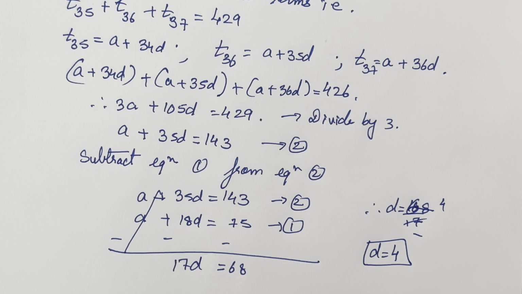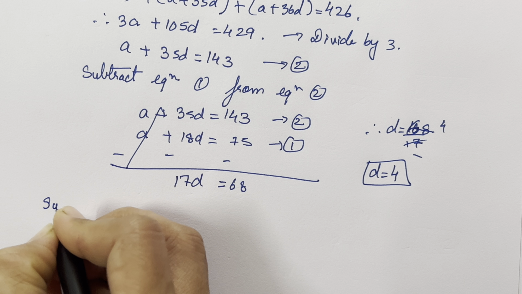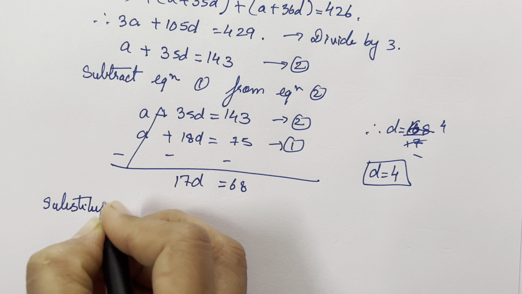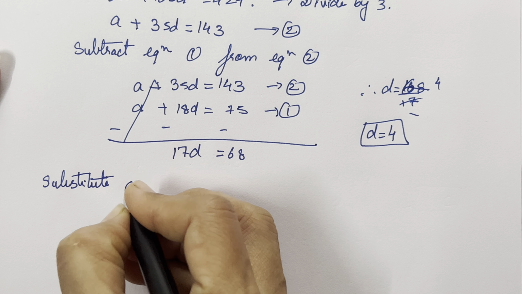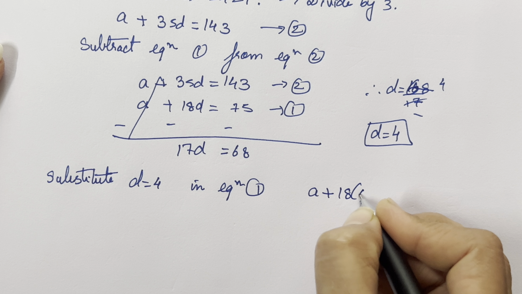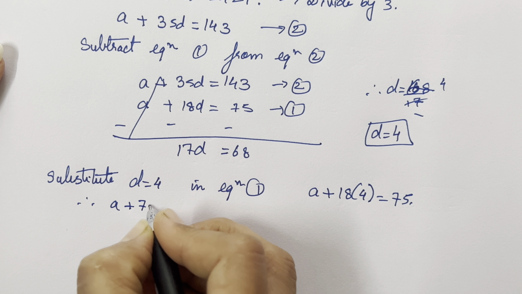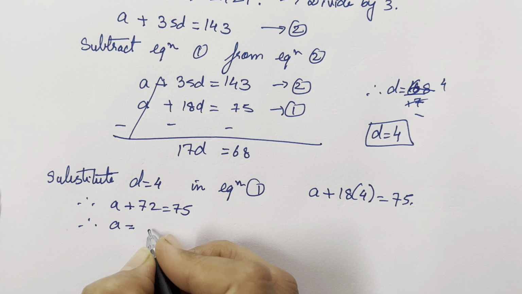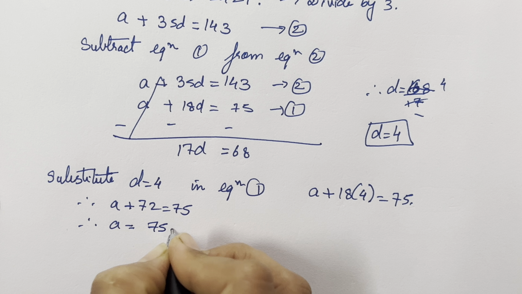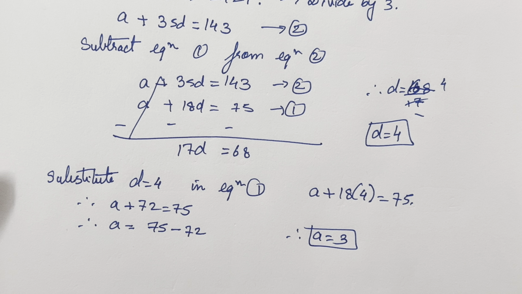Now we have got D. Substitute the value of D is equal to 4 in equation 1. So it will be A plus 18 into 4 is equal to 75. Therefore A plus 72 is equal to 75. Therefore A is equal to 75 minus 72, therefore A is equal to 3. Now we have got both A and D.